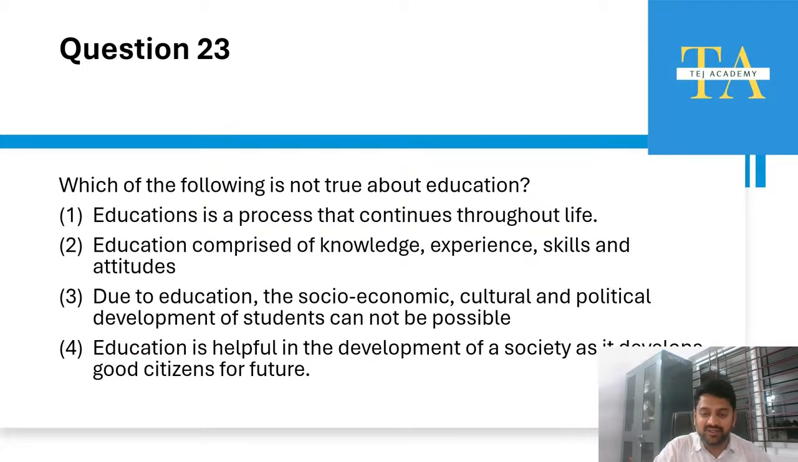Next, question number 23. Try to guess this. Which of the following is not true about education? Education is a process that continues throughout the life. Education comprised of knowledge, experience, skills, and attitudes. Due to education, the socio-economic, cultural, and political development of students cannot be possible. It can be possible. Education is helpful in the development of society as it develops good citizens. Yes, all of you correct. It's the third option.